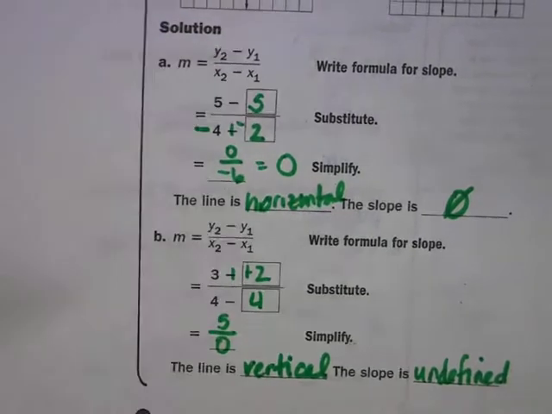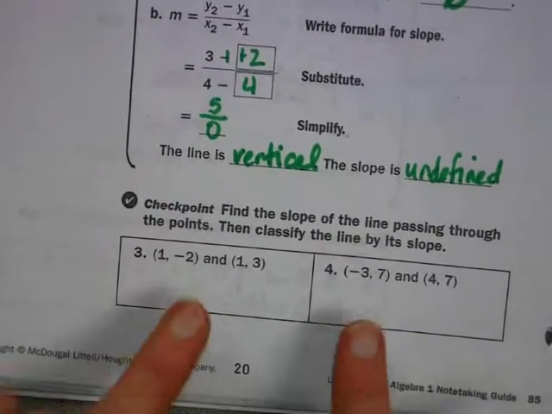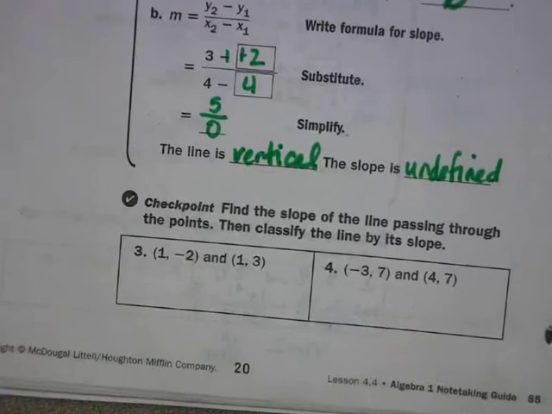Okay, so looking at 3 or 4 down there, can you remember which one's going to be vertical and which one's going to be horizontal? So go ahead, pause the video. If you can't remember which one's vertical and which one's horizontal, you could graph it out, or you can use the formula for slope, and then come back and see how you did.